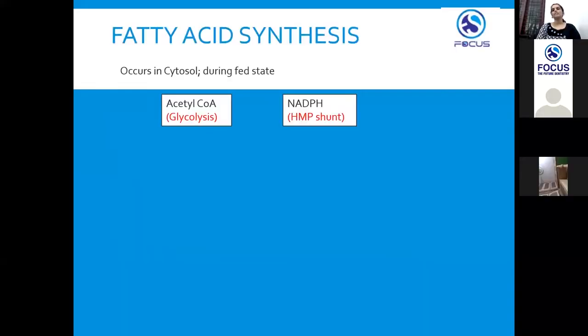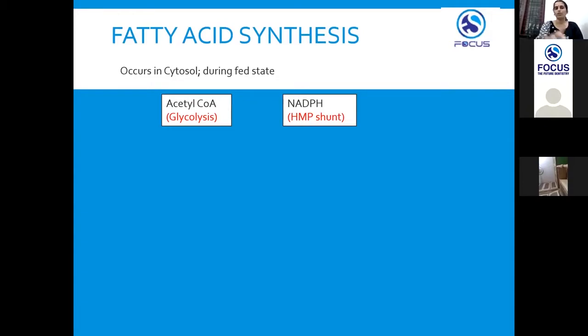Now, next is fatty acid synthesis. As I have already told you, cholesterol synthesis, fatty acid synthesis, and ketone body synthesis are all made from the excess acetyl-CoA generated by glycolysis, beyond the body's needs. It is converted to these compounds, and they get stored and reutilized at times of need. Fatty acid synthesis also occurs in the well-fed state of the person.